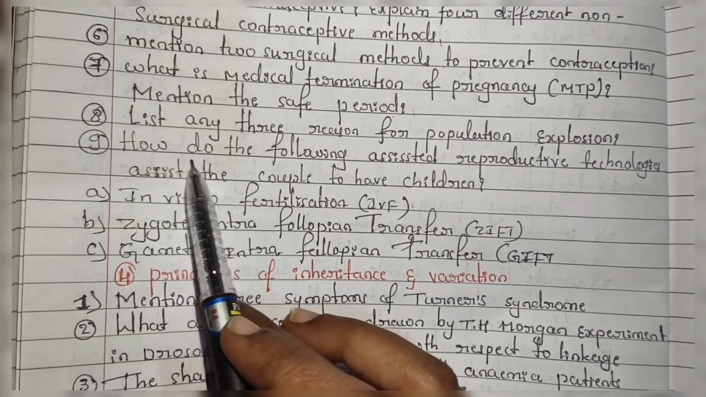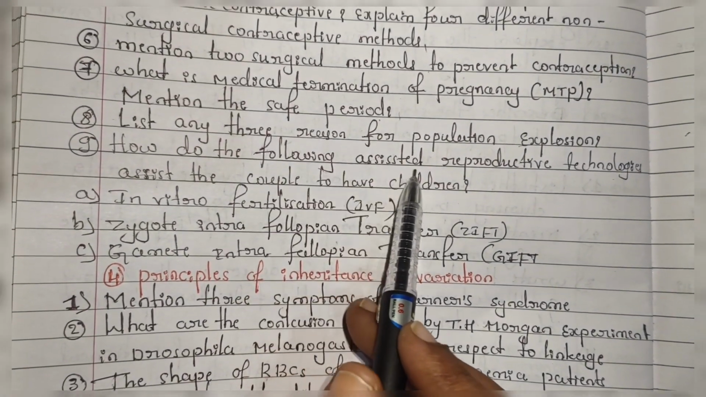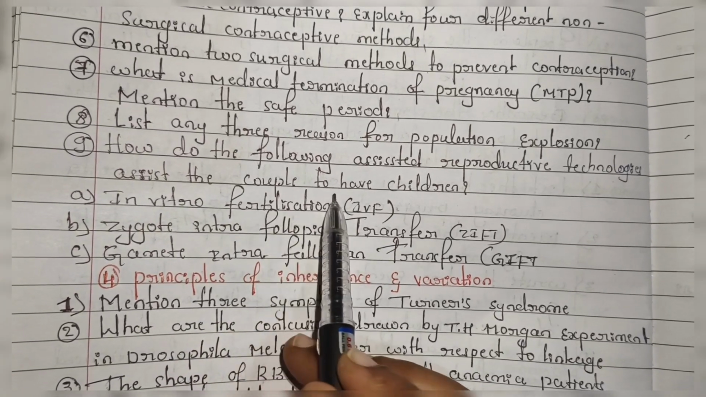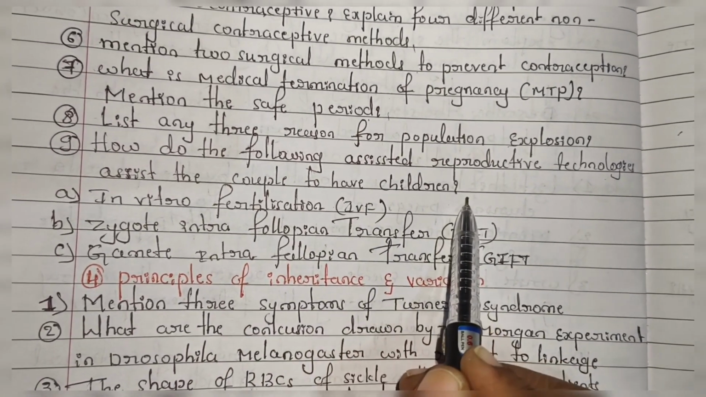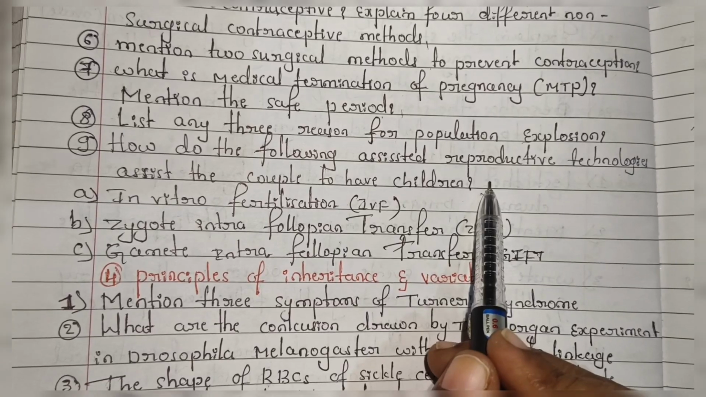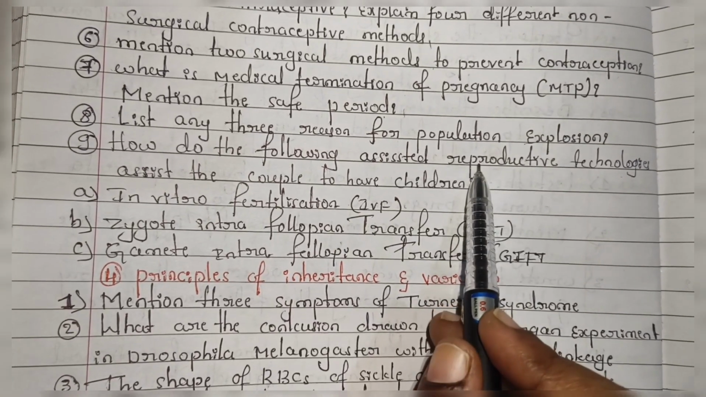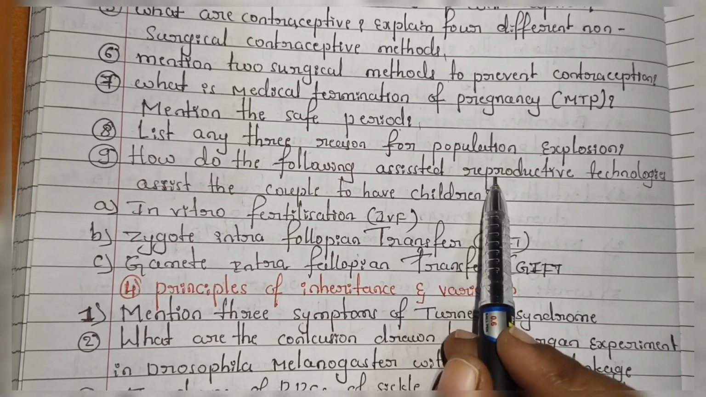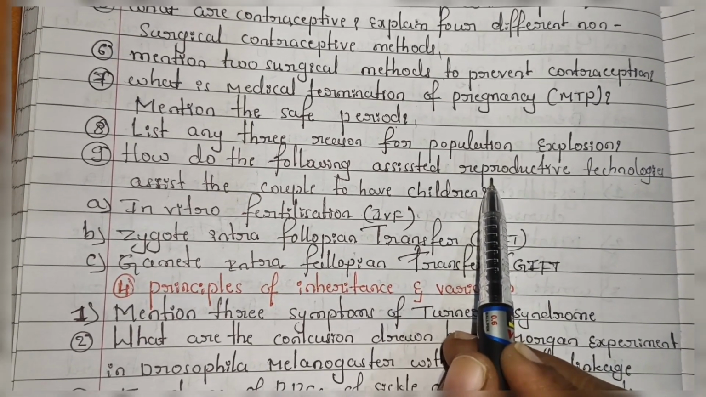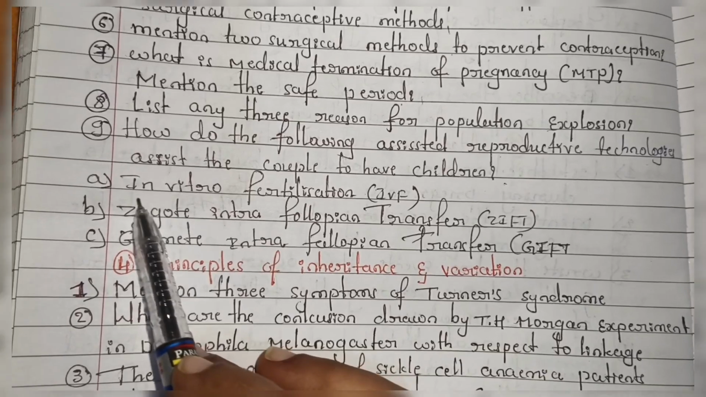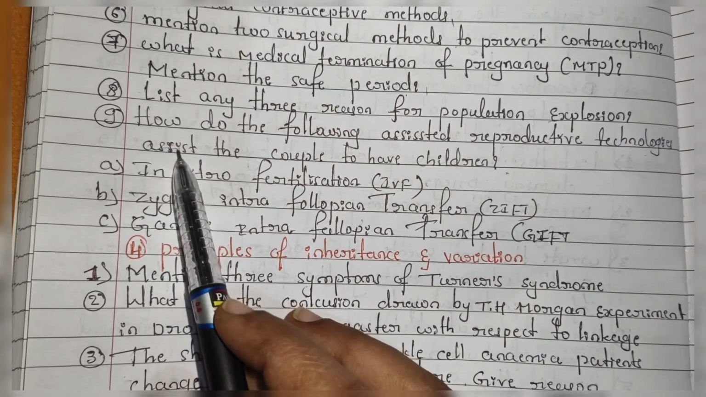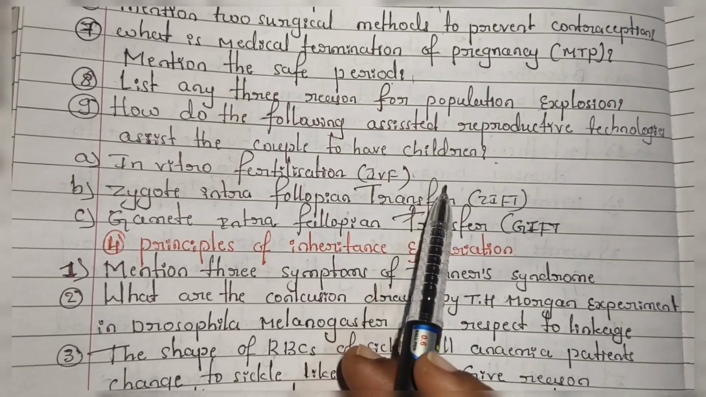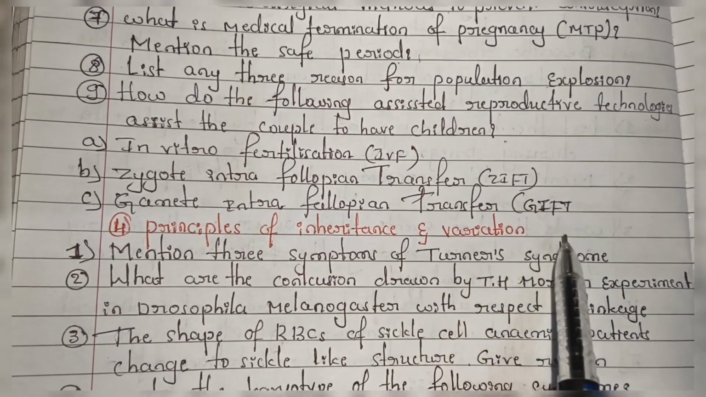And ninth one is how do the following assisted reproductive technologies assist the couple to have children. For the couples who don't have children, how ART is suggested, you have to explain. I think it is already repeated, but the question is there from a different angle. Next, in this question they gave first one, A, in vitro fertilization, that is IVF, you have to explain, and GIFT you have to explain.